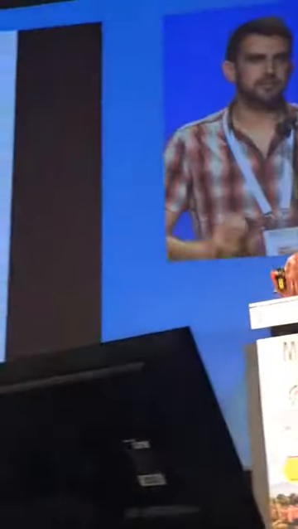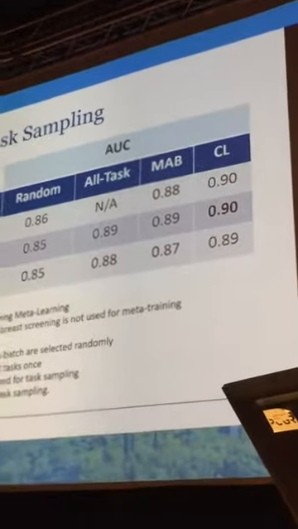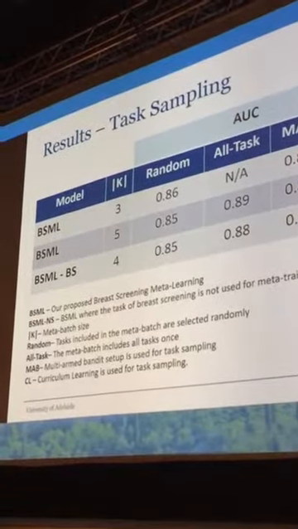Finally, the last row shows what happens if you don't use the breast screening task in the meta-training phase. That means that you only use the tasks that we first defined, but not the one that we're going to use in the testing phase. And we can see that our model remains competitive.